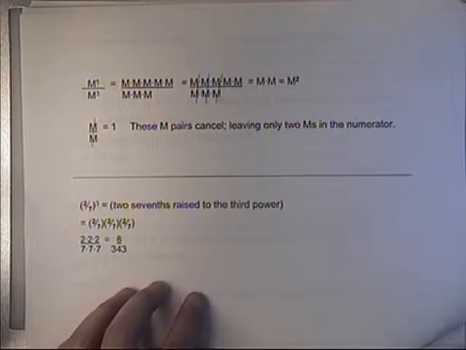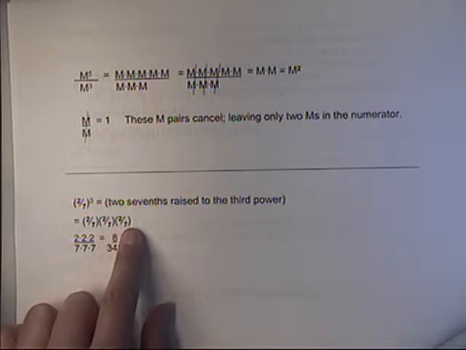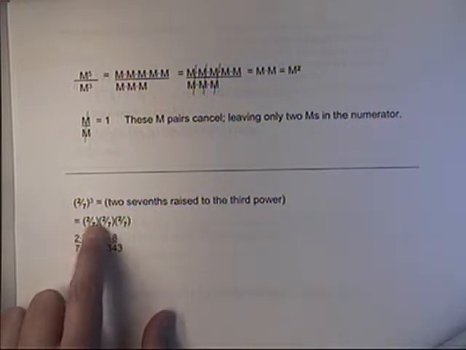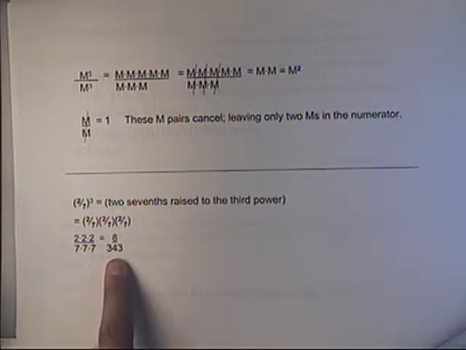Down here, 2/7 to the 3rd power. Well, what is that 3 really saying? It means that you have 3 groups of 2/7. So 2/7, 2/7, 2/7. On the top, we have 2 times 2 times 2, which is 8. And on the bottom, we have 7 times 7 times 7, which is 343.